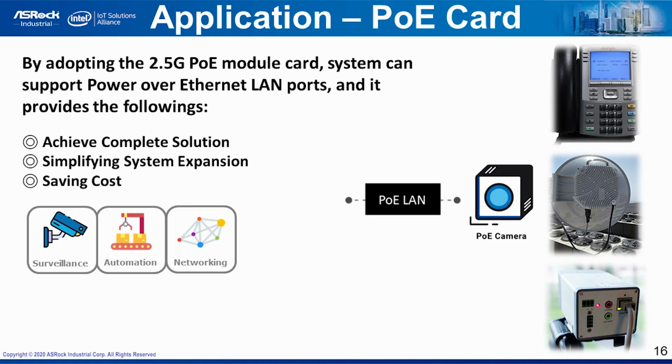PCIe 2.5G PoE Card can apply to many Ethernet devices like wireless access point, IP camera, remote sensor, and Ethernet on-off switch device. By PoE technology, this electronic device can be managed more easily and reduce the cost of electrical wiring. By adopting 2.5G PoE module cards, system can support power over Ethernet LAN ports, and it provides the following benefits: achieve complete solution, simplifying system expansion, and also saving cost.